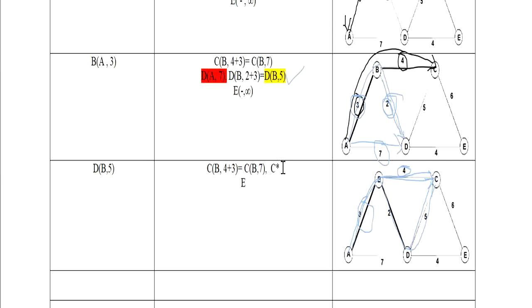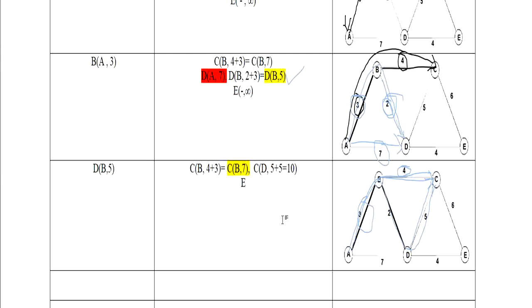So I can write it as C of D comma 5, which is the C to D edge, plus 5, the edge to reach D. Amongst these two, I have a total weight of 10 and a total weight of 7. So I am going to choose C of B comma 7 as the selected edge among these two edges.